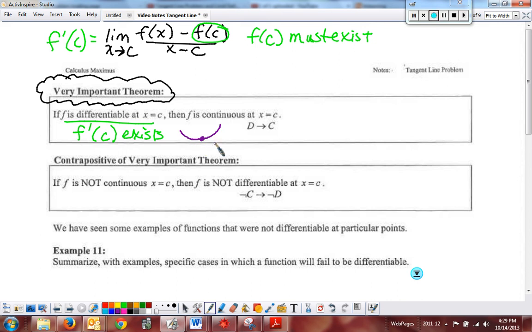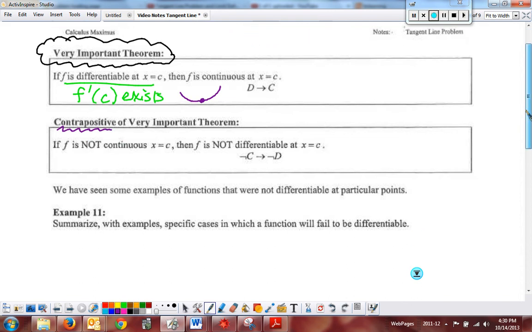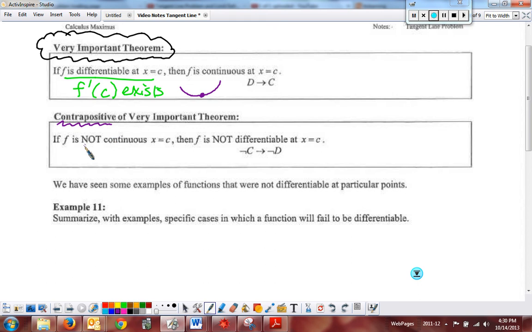If you are differentiable, then the function is continuous. Think of this like your implication from your geometry class. And then we have the contrapositive, a little bit of geometry review here. The contrapositive says that if the function is not continuous at x equal to c, then it's not differentiable at x equal to c. Okay?